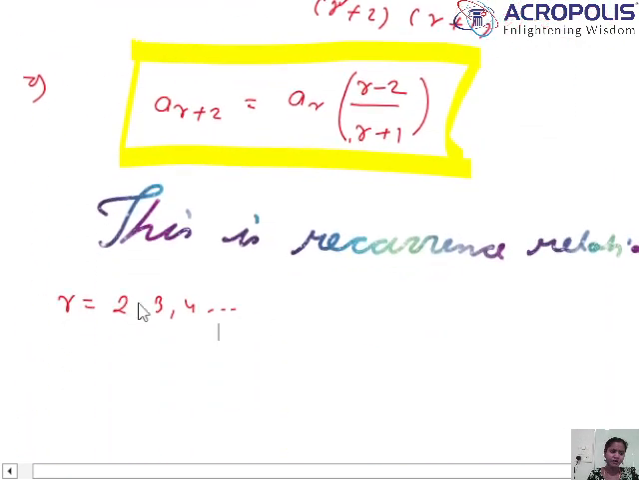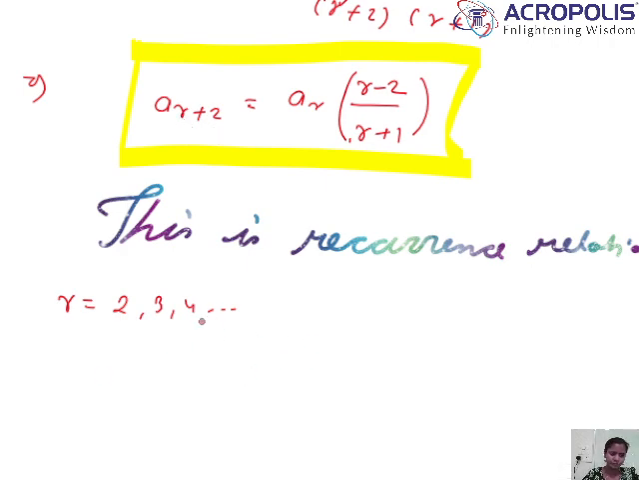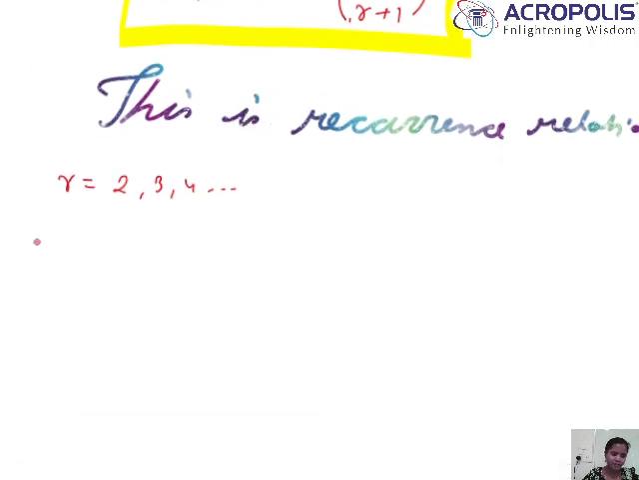So we will find the value of a4. When you substitute r equals 2 in this recurrence relation, you get a4 equals a2 into (2 minus 2) upon (2 plus 1). That means you get 0. You can see this is 0. There is no solution more.